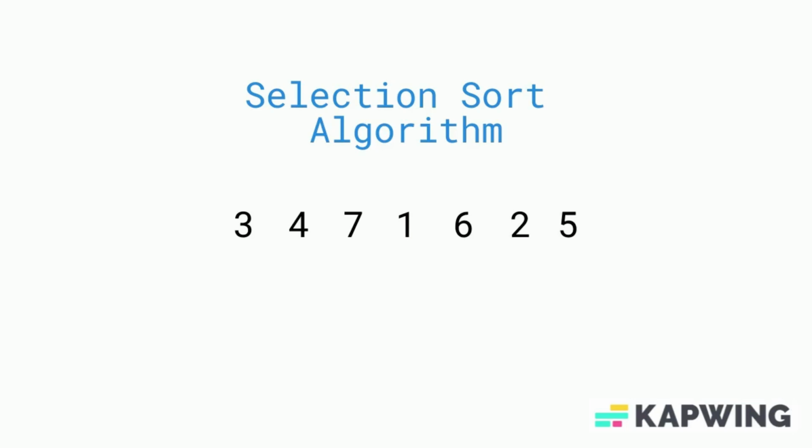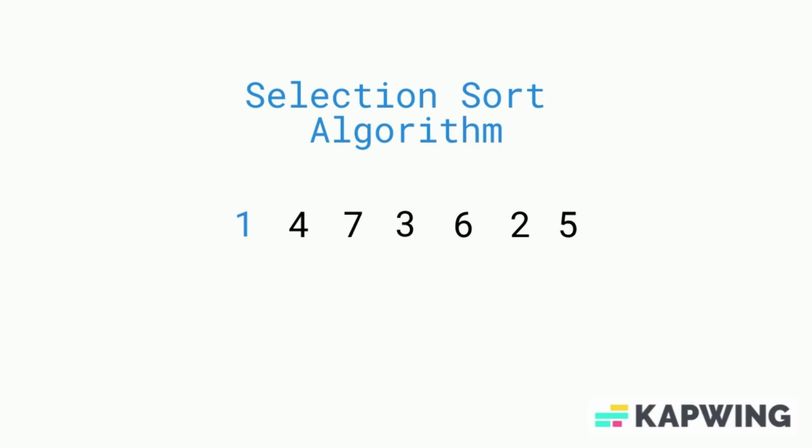Today we're going to talk about the selection sort algorithm. Selection sort is a fairly simple algorithm where you take the smallest element and swap it with the leftmost unsorted element. In this array, the leftmost unsorted element is 3. The smallest value is 1. We'll simply swap those. And then the result will be 1, 4, 7, 3, 6, 2, 5.